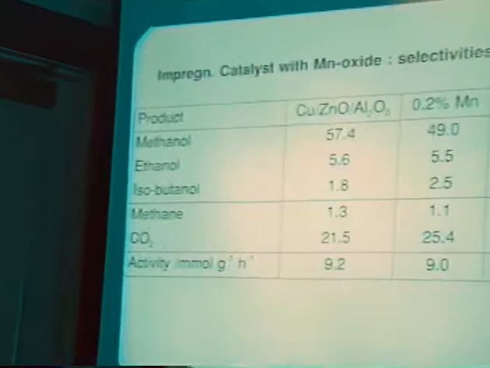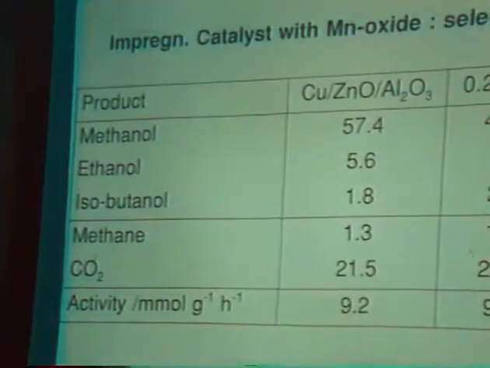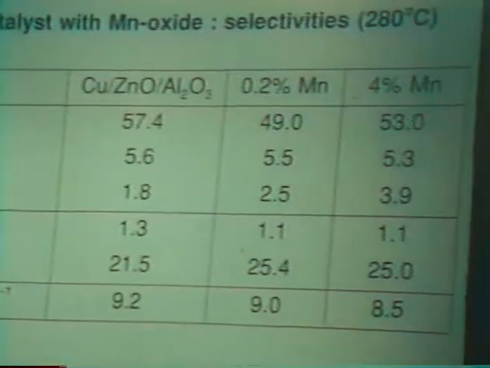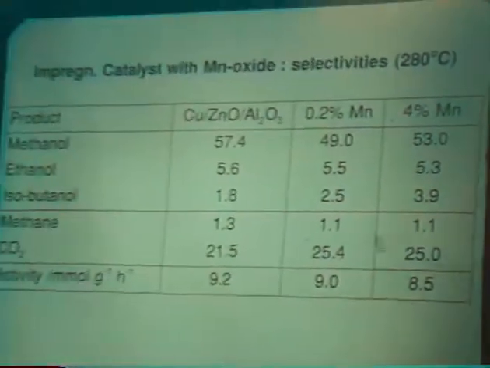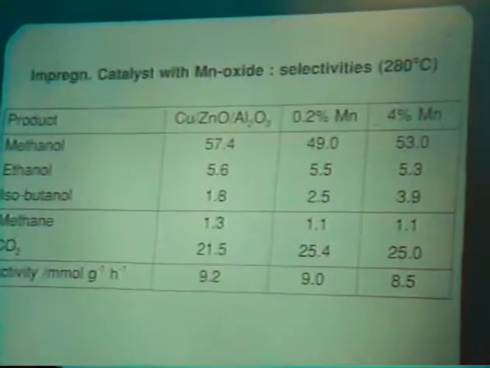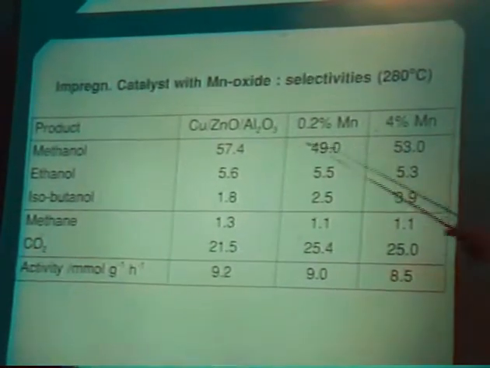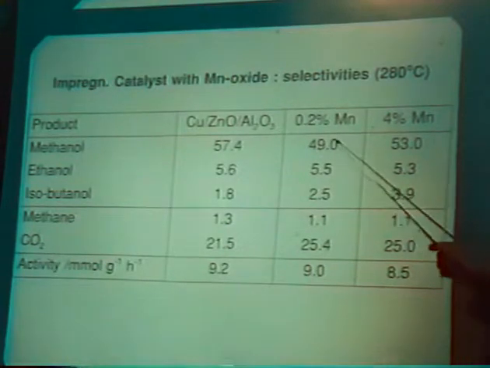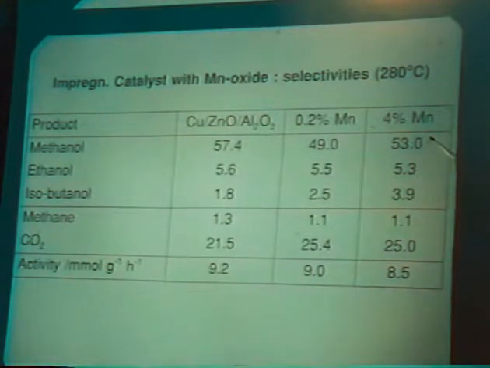Now these are the results for an impregnated catalyst, and they compare reasonably favorably with the results that we got with the co-precipitated material. And this shows, again, the effect of different manganese contents. You can see here that with a small amount of manganese, the methanol concentration has dropped off slightly, and comes back up again with a higher manganese content. The ethanol doesn't vary very much with the manganese concentration, and again, the isobutanol increases with an increase in the manganese content. This again, as I say, is at 280 degrees. At 300 degrees, we would expect a higher increase here.